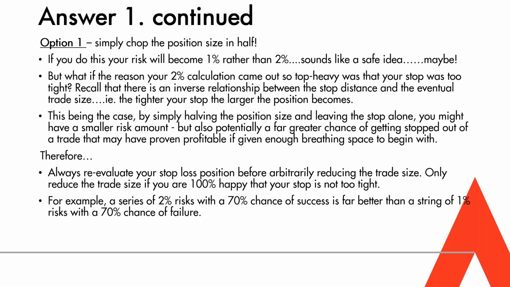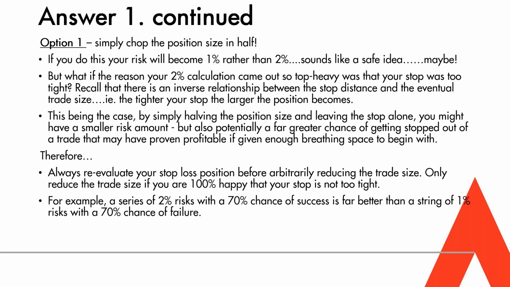All right, so option 1, simply chop the position size in half. So if you do this, your risk will become 1% rather than 2%. Sounds like a safe idea. But what if the reason your 2% calculation came out so top heavy was that your stop loss was too tight? So remember, your trade risk is the difference between your entry price and your initial stop. Have you placed the stop too close?